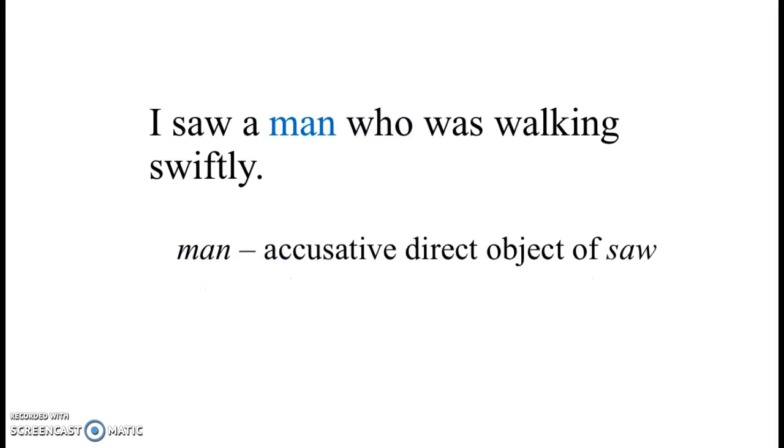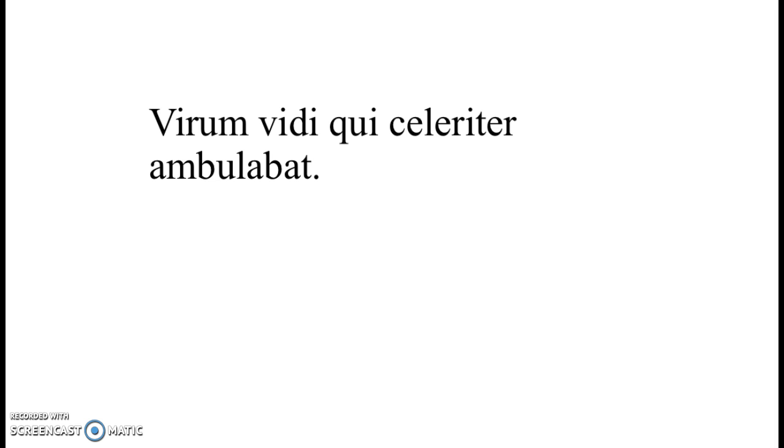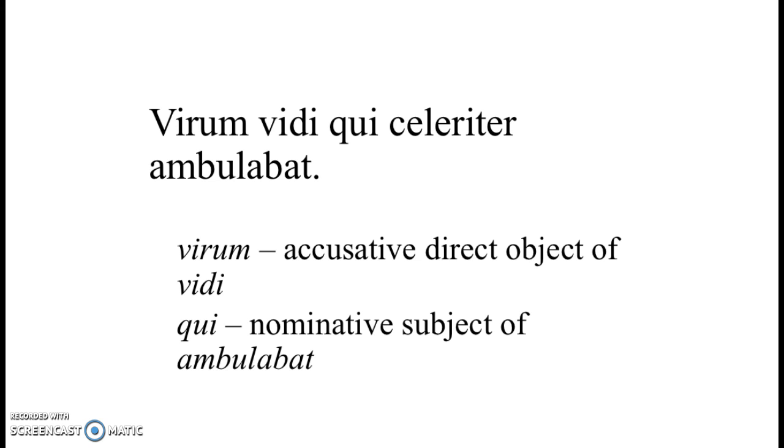I saw a man who was walking swiftly. Man, accusative direct object of saw. Who, nominative subject of was walking. And in Latin, this becomes virum vidi qui celeriter ambulabat. Virum vidi, I saw a man, qui, who, celeriter ambulabat, was walking swiftly. Virum is our accusative direct object of vidi, and qui is our nominative subject of ambulabat.